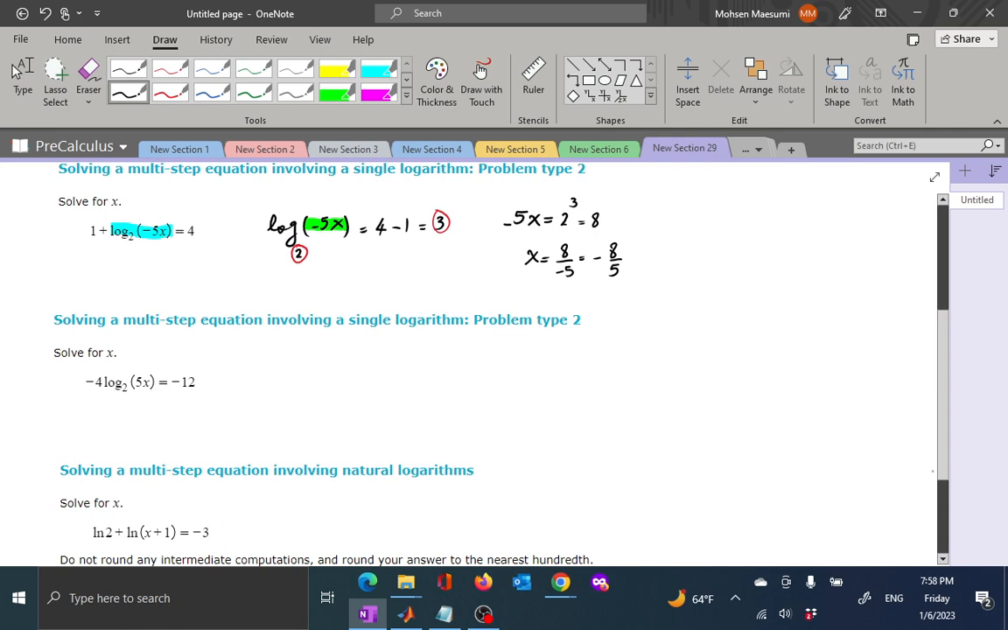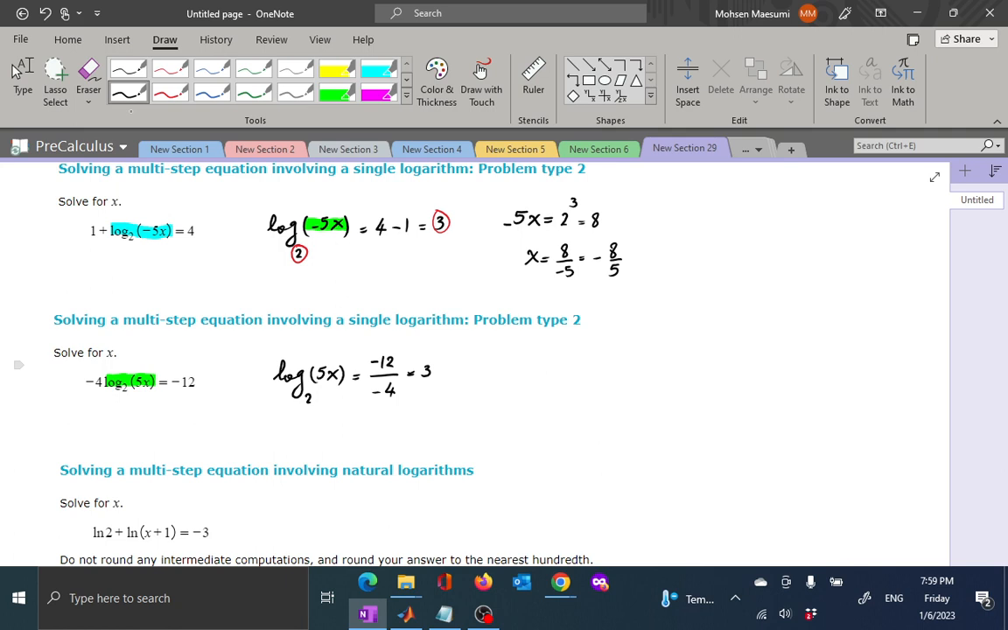Here's another version of this thing. A number is multiplied by the entity that we put in a box first. How do we go after that? We said, well, divide both sides by the coefficient. So logarithm base 2 of 5x. Temporarily we set this aside. We say that green box has to be the right hand side, minus 12, divided by the coefficient of the left hand side, which is minus 4, and we simplify that, we get 3.